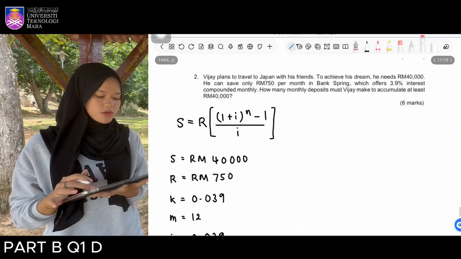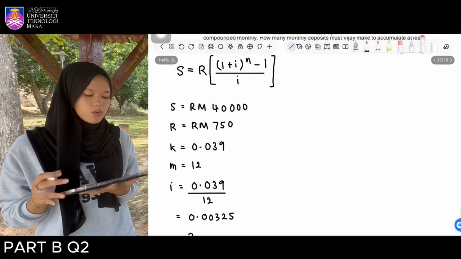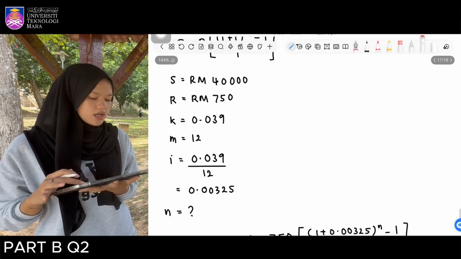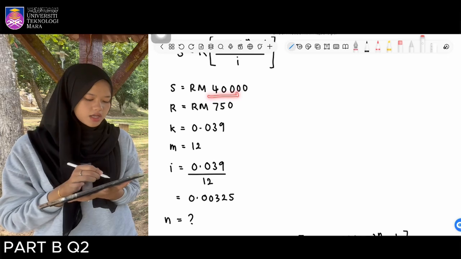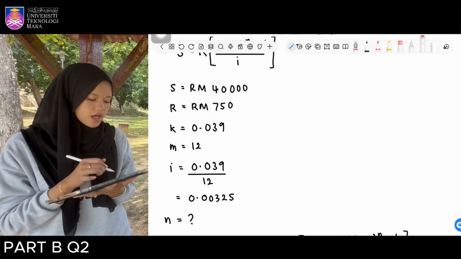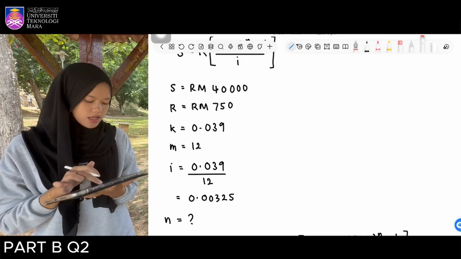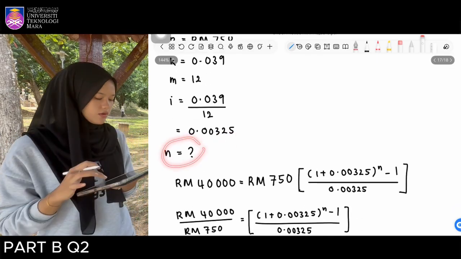Next, we will move on to the last question. For this question, we will use the future value formula, which is S equals R, (1 plus i) to the power of n minus 1, over i. As the information given in the question, you just list it up. S is RM 40,000, R is RM 750, k is 0.0039, m is 12, and i is 0.00325. For n, you have to find the answer.